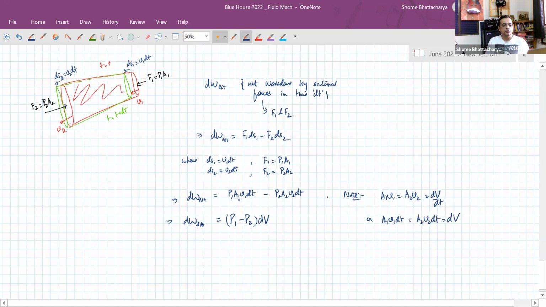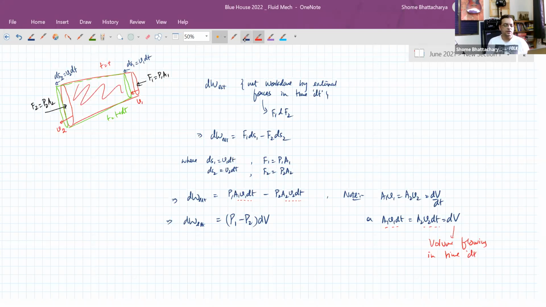So this term, A1 into V1 into dt, and this term A2 into V2 into dt, they are actually the same thing. There's the small volume dV which is flowing through the pipe at any cross section in time dt. So this is the volume flowing through any cross section in time dt. That is the term dV.